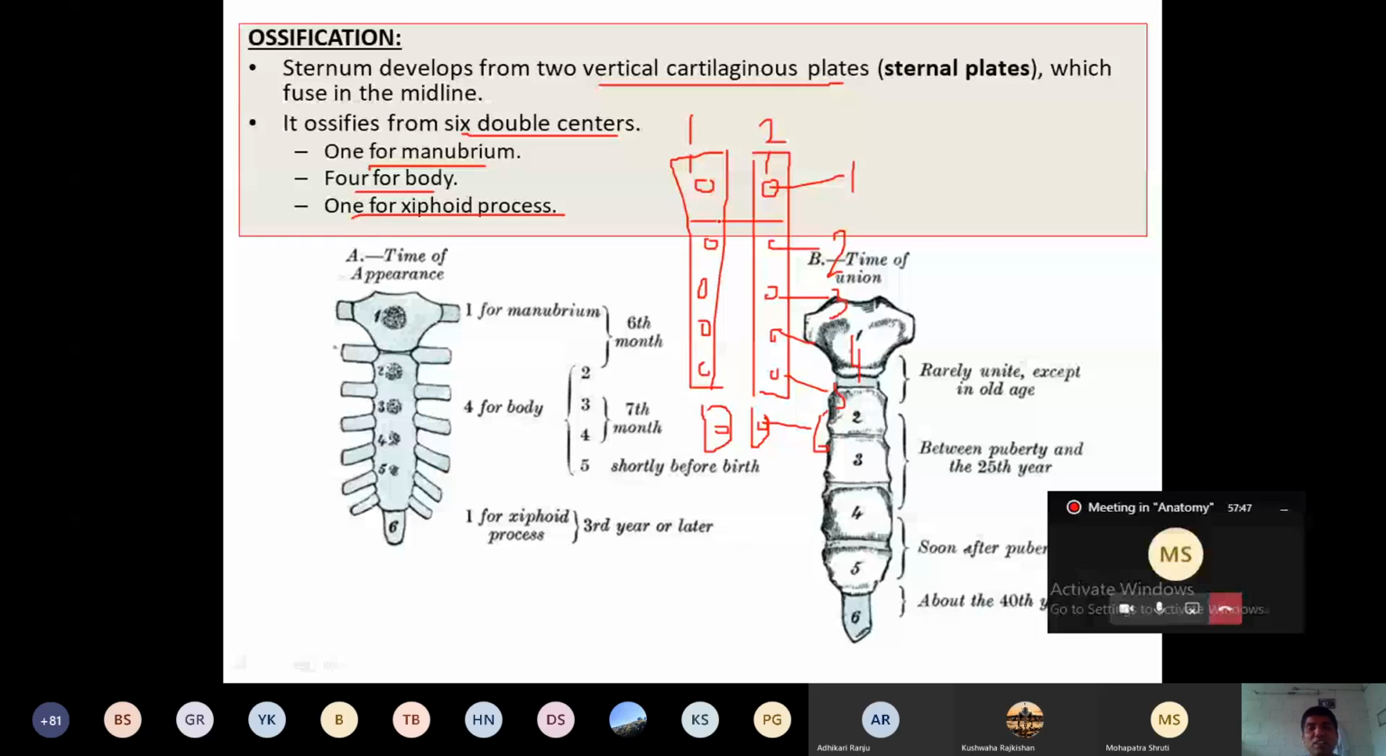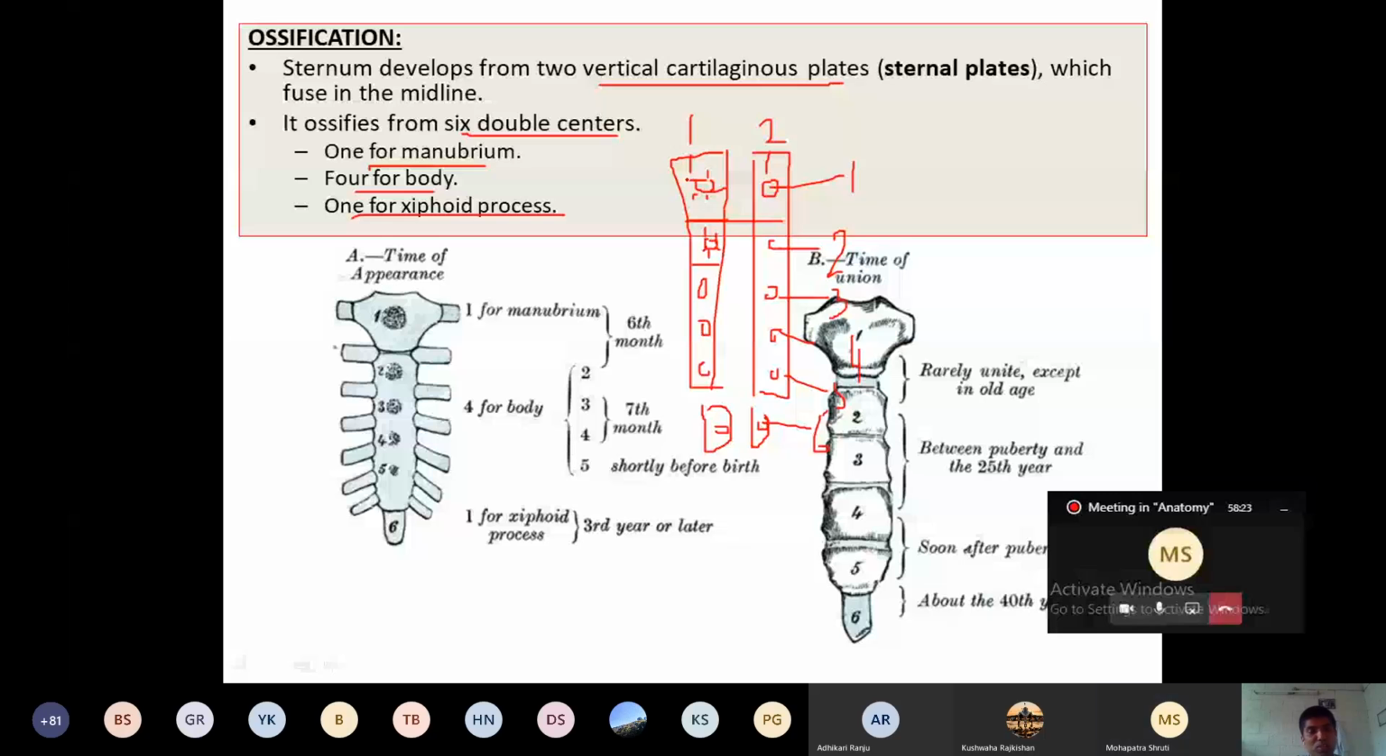In each plate, you will find a total of six ossification centers. See, this is one, and this, and this, and this, and this. From these centers it will start to ossify. The cartilage will now be converted into bone. This is known as ossification, isn't it?